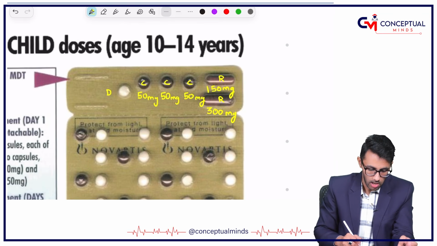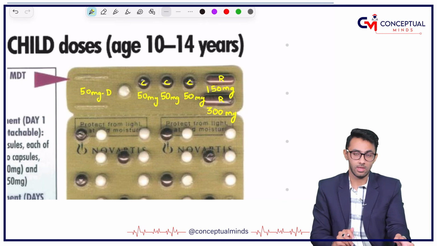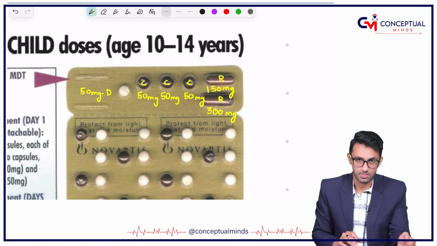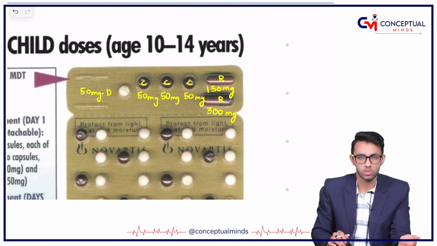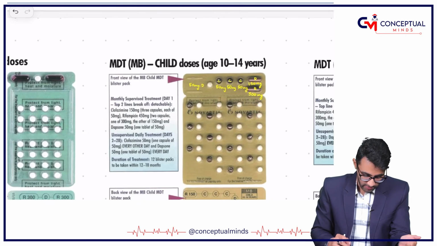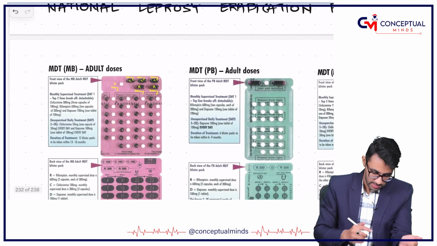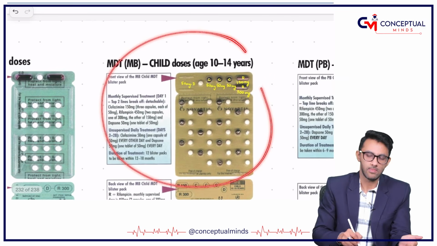Dapsone, how much was dapsone? Tell me. 100? 150? 50? How much was it? Dapsone is 50, right? Dapsone becomes 50 mg. Okay. So now you know about the strips. And this is the supervised part. The upper part is the supervised part. The lower part is the non-supervised part. Alright, so we are done with 2 parts here, that is the adult variant of the multibacillary one and the children variant of the multibacillary one.